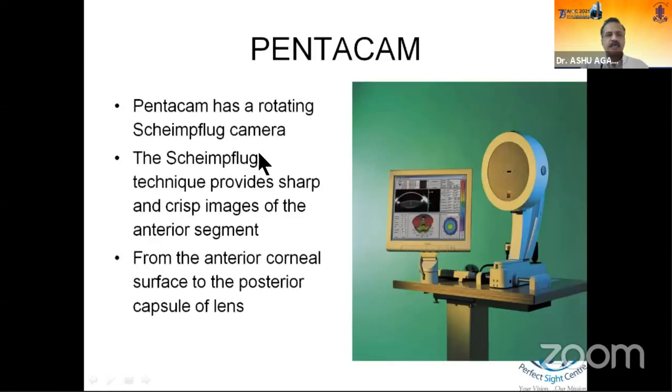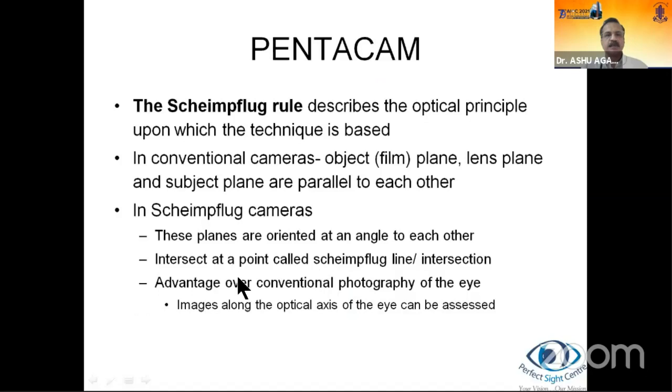So a Pentacam has a rotating Scheimpflug camera, which provides sharp and crisp images of the anterior segment and provides a lot more data than traditional topographers, and therefore is known as a tomograph. It provides data from the anterior corneal surface to the posterior capsule of the lens. And it is based on the Scheimpflug rule.